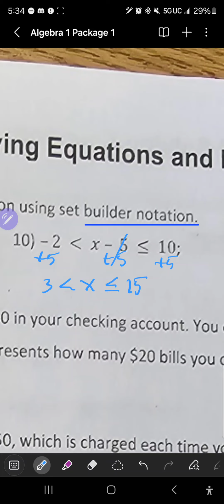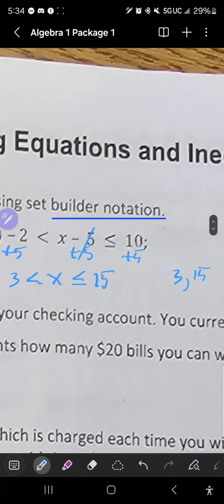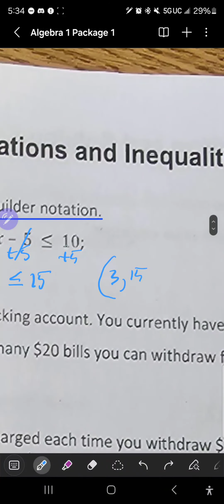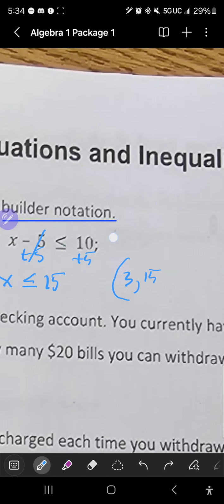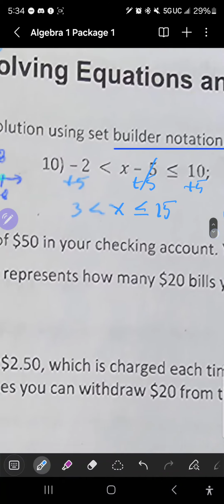Now we're going to basically do the same. Place the smaller one next to the bigger one with a comma: 3, 15. Since the 3 is not included, we're going to use a parenthesis since it does not have an equal sign here. And the 15 is included since it does have an equal sign, so we use a bracket. And that's our answer in interval notation.